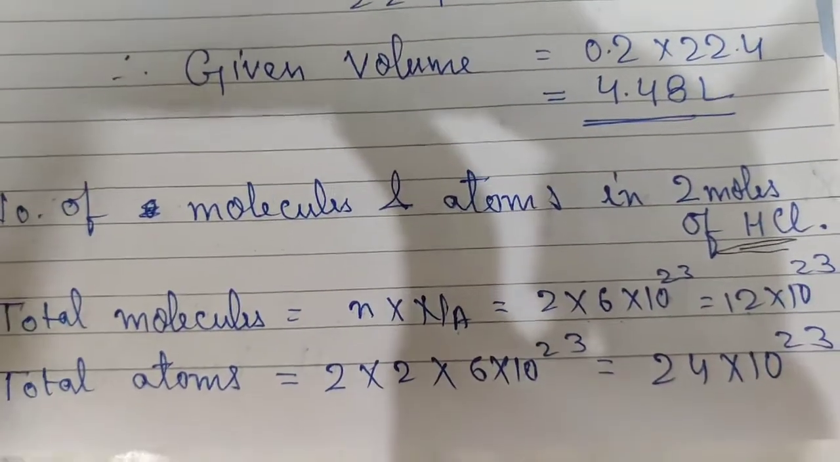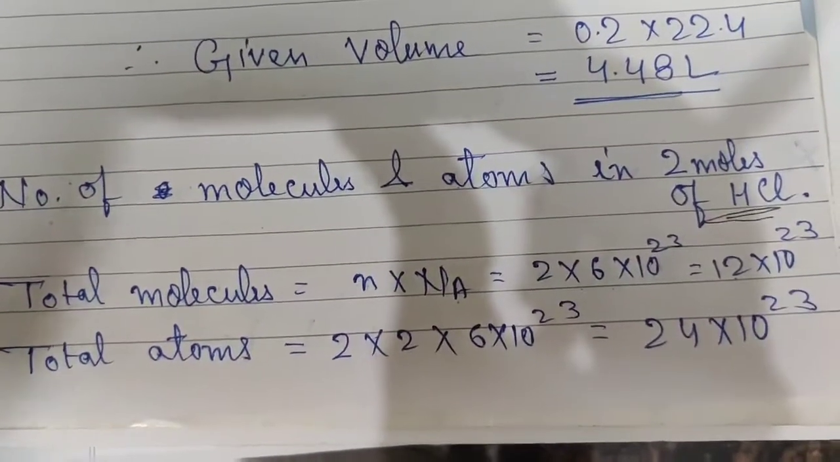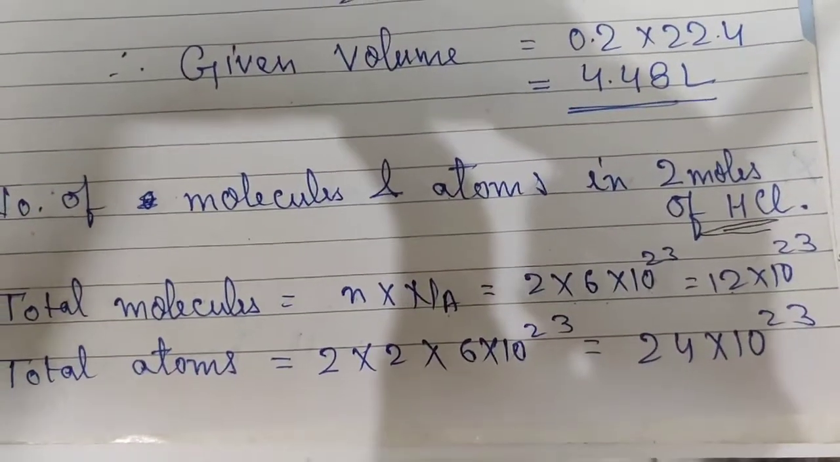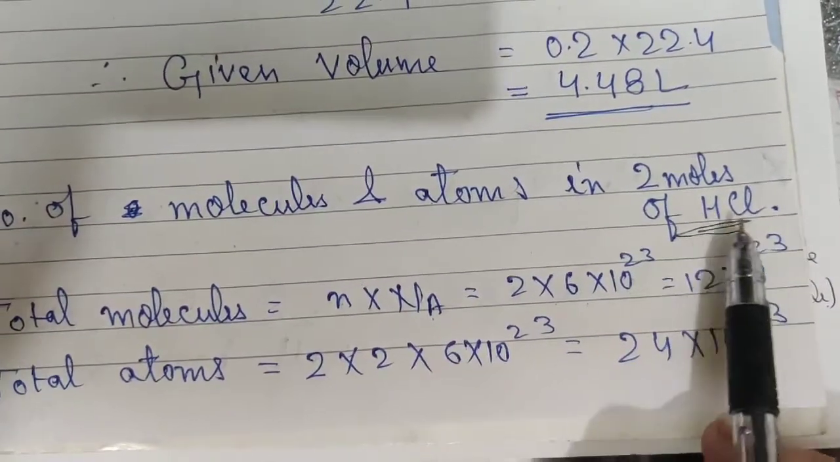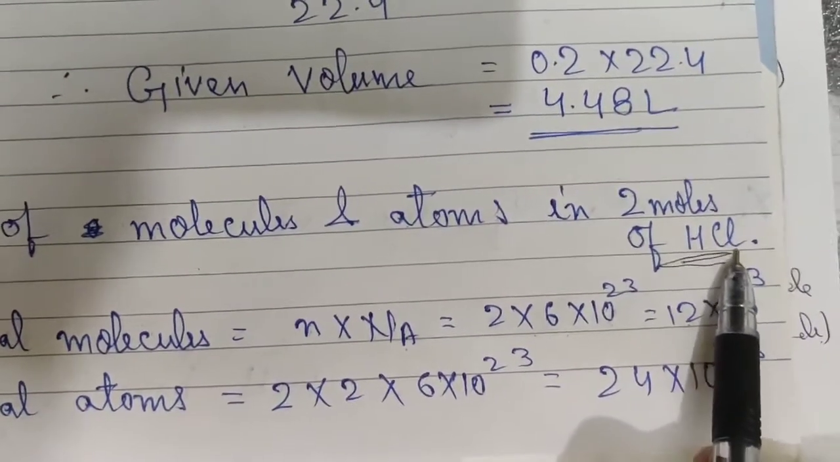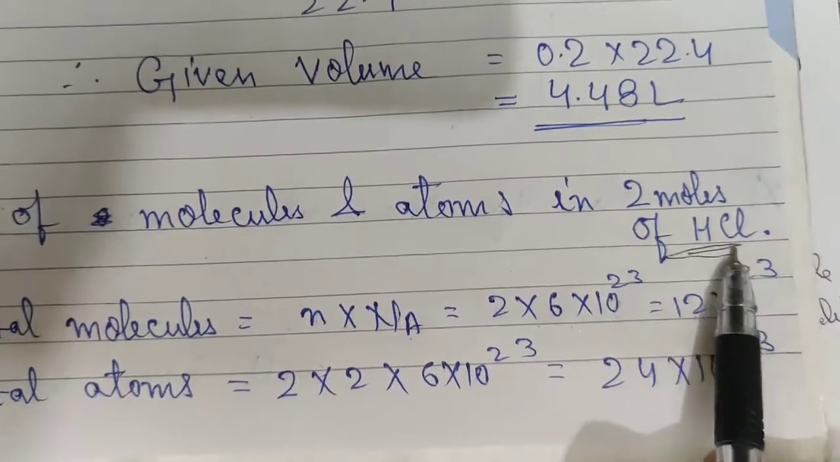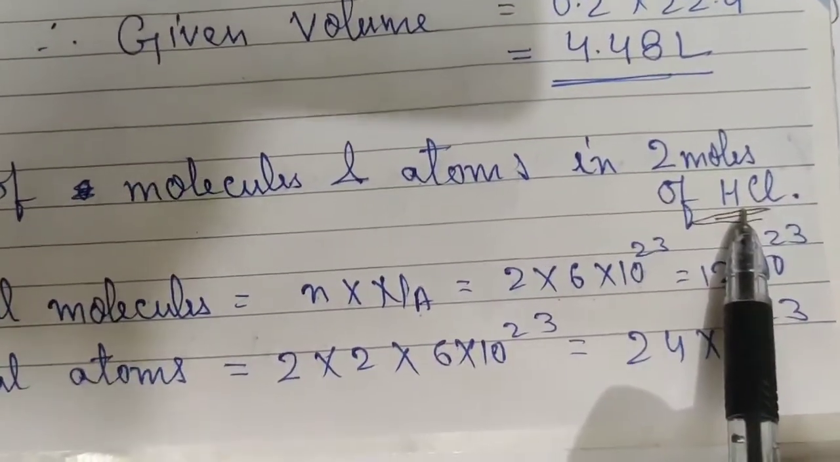Now, when you have to find the total number of atoms, first of all you need to find the number of atoms present in one molecule of HCl. You can see here that HCl is a molecule made up of 2 atoms, one hydrogen atom and one chlorine atom. So the total number of atoms present in one molecule of HCl is equal to 2.